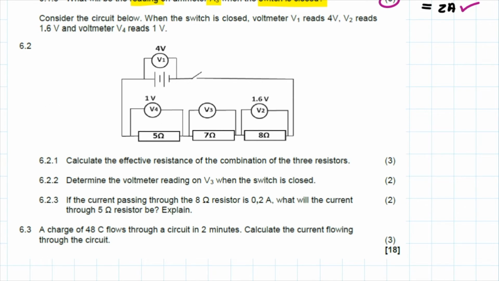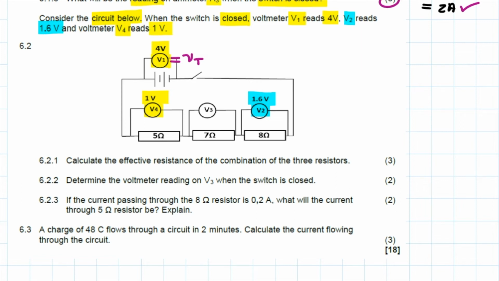The information provided to us says, consider the circuit below. When the switch is closed, voltmeter V1 over here reads 4 volts. That means, and we can already write that down, that the total potential difference is 4 volts. Then it says V2 reads 1,6 volts. That is given to us over here on this side. And lastly, it says that V4 measures 1 volt. So here is V4 across the 5 ohm resistor, and it is measuring 1 volt.